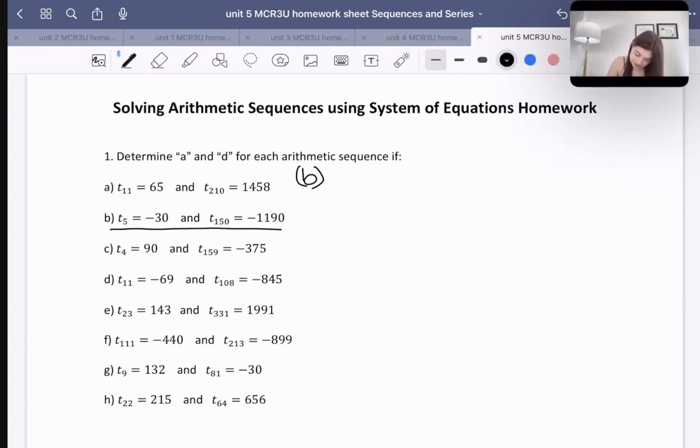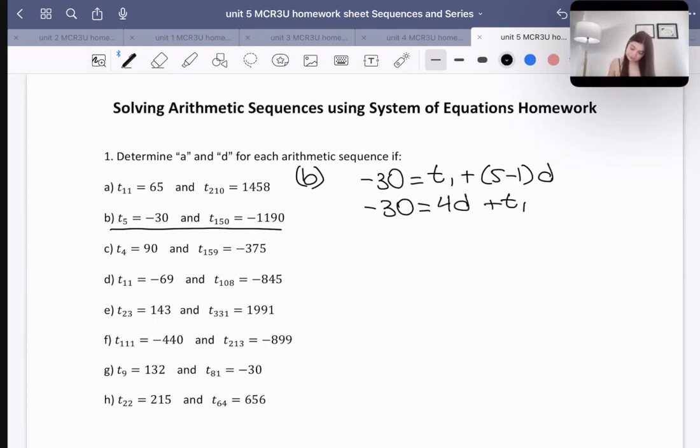We know that t of 5, or negative 30, is going to be equal to the first term, t1, which we don't know, plus n minus 1, which is going to be 5 minus 1, times d. That means negative 30 is equal to 4d plus t1. Okay, so that's our first equation. I'm going to box it in just to remind ourselves this is our first major step here.